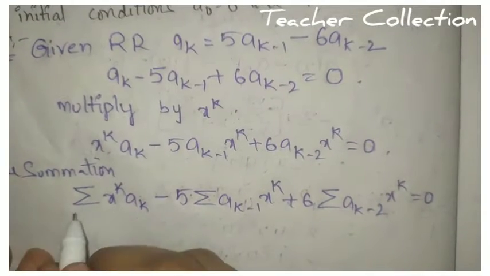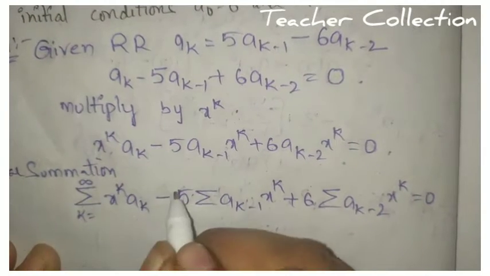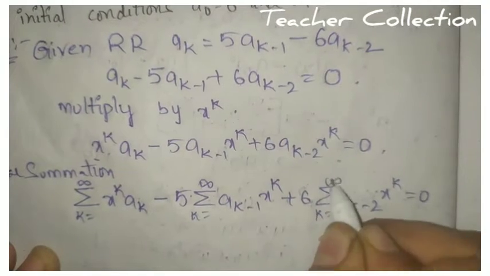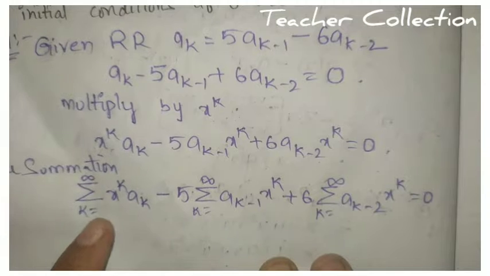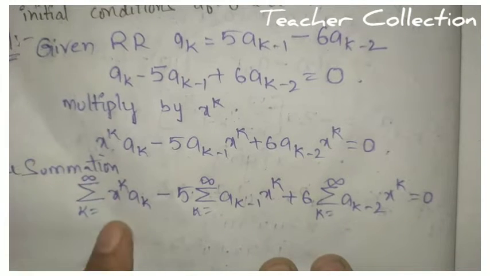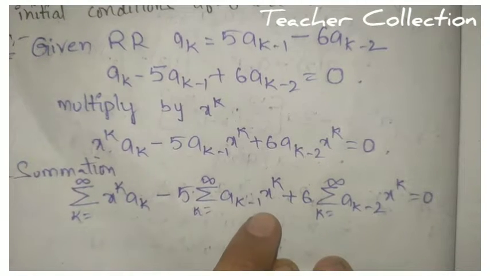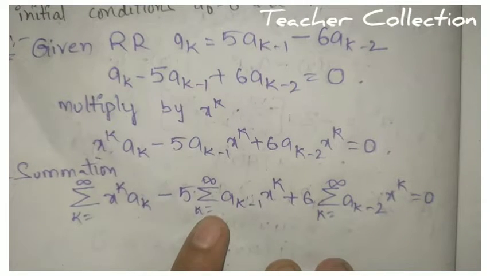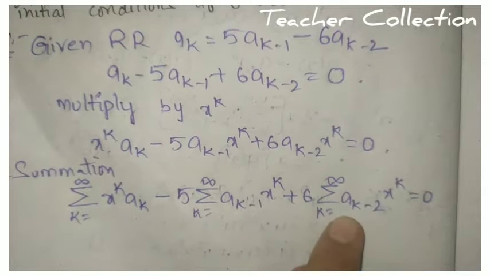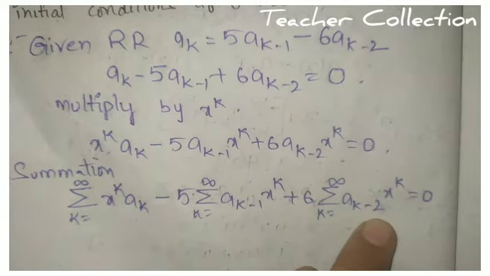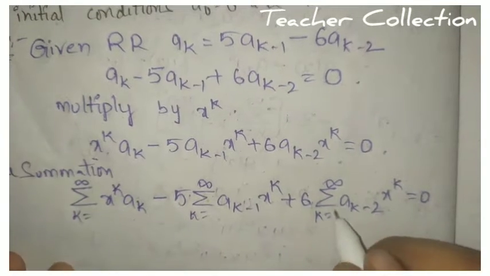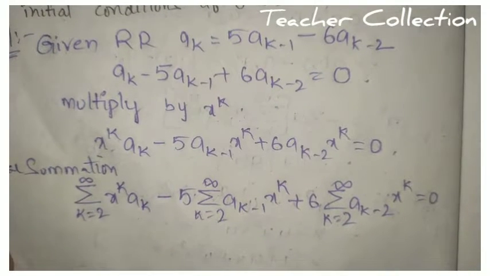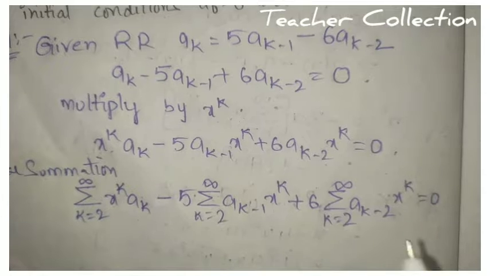For example, if we are taking k from 0 to infinity, this is okay, but with a_(k-1) at k = 0 we can't do this, so we have to take 1. If we take 1, there will be a problem with k minus 2 as well, so we will take 2. So k is equal to 2 to infinity. Is it clear? I think it's very clear.